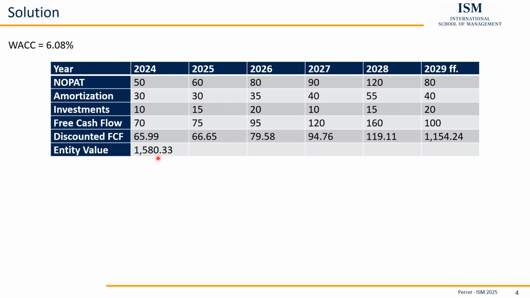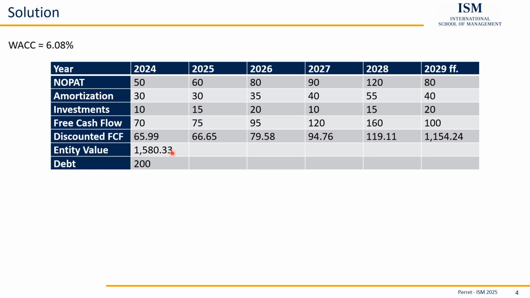However, this value is not fully owned by the company because they have a debt position. So I have to subtract the debt from the entity value, and only then do I get my equity value. So that's how much it would be worth to the equity owners of the company.